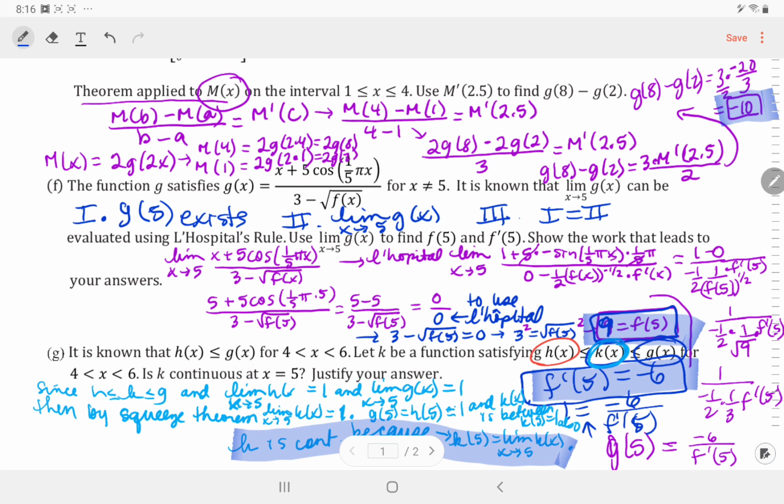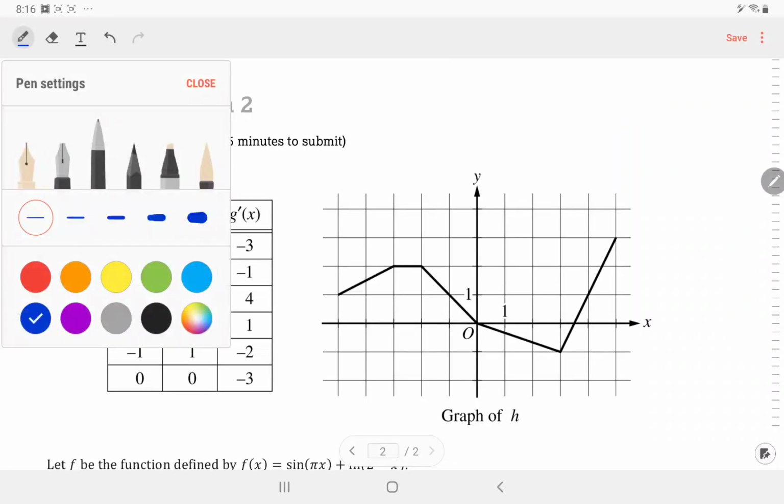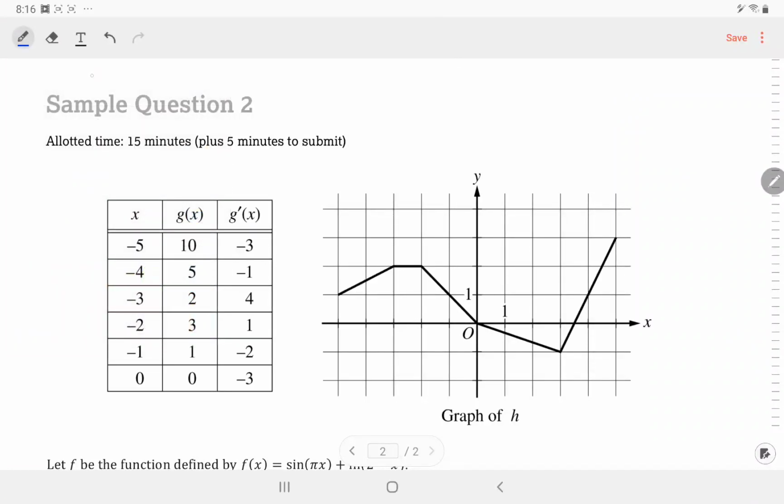Okay, so I'm going to do the other one. Let me go to the second page, and then I'm going to write down my time. 15 minutes, so this is 8:15 p.m. Let me go back to pen and erase that. I don't want yellow. We'll do blue. So this is also AB. This is 8:16. Still good for BC though.